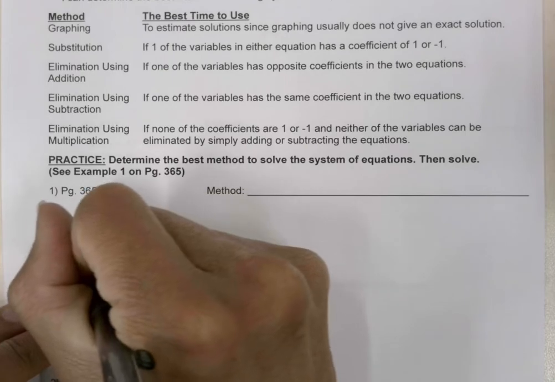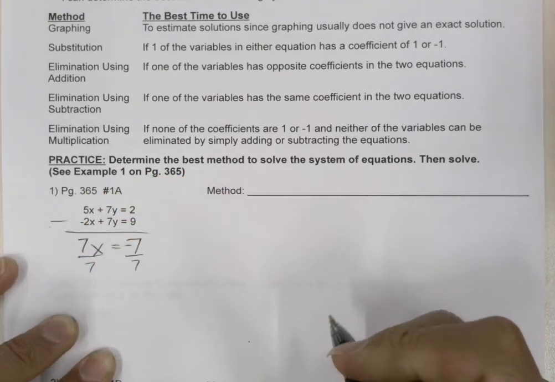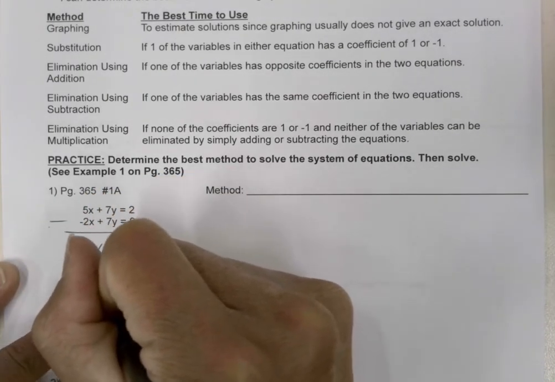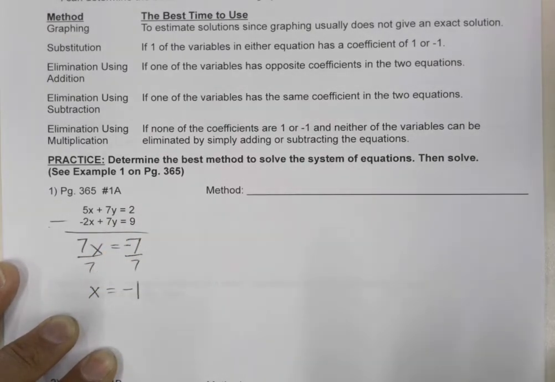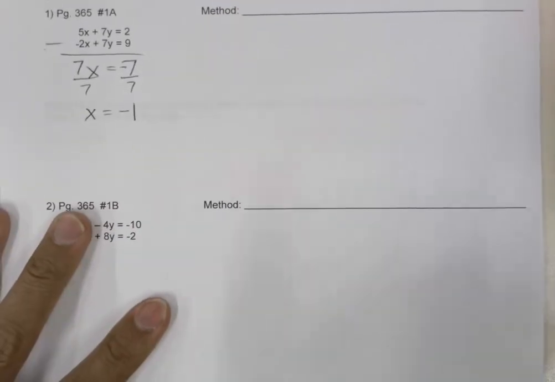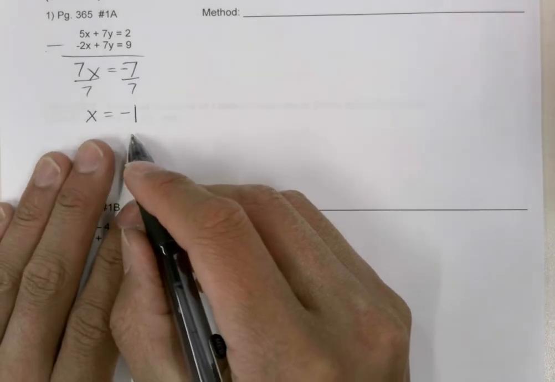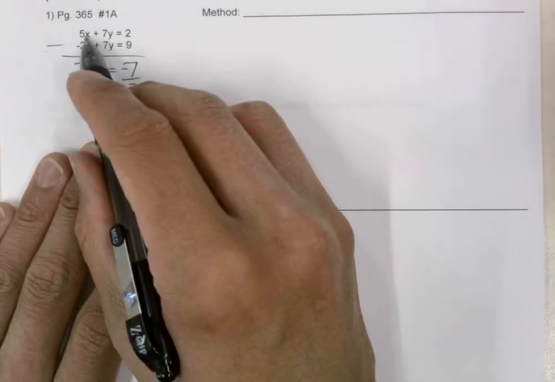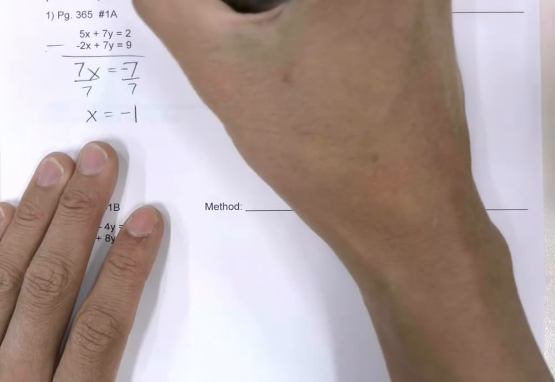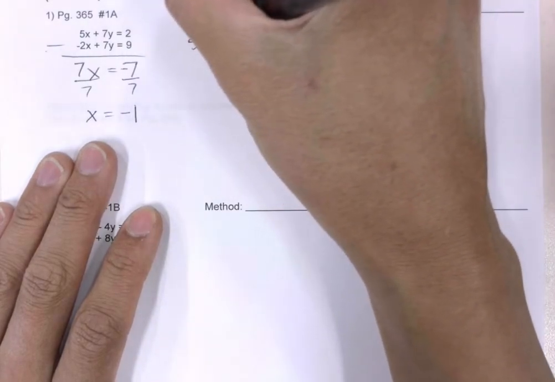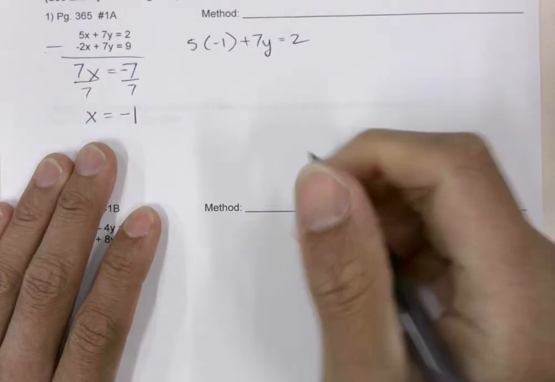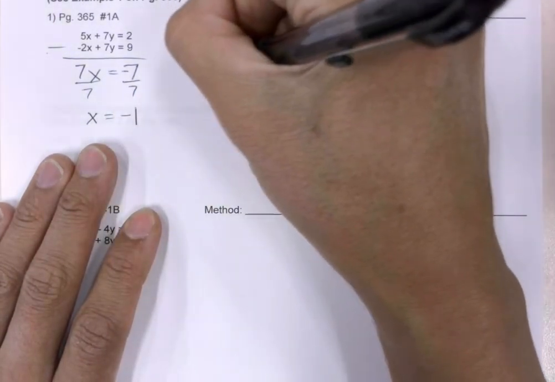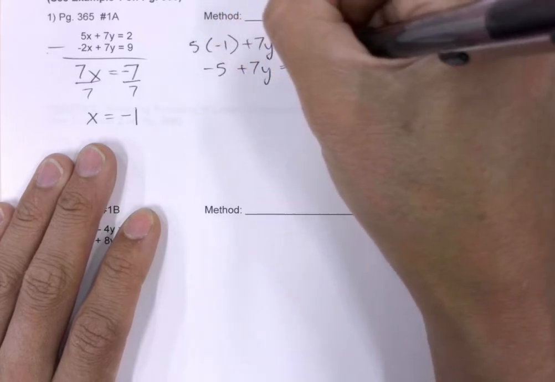Now we're going to divide by the coefficient in front of the x, and we'll be left with x is equal to negative 1, because we have a negative divided by a positive, and 7 goes into 7 one time. So now that we have x solved for, what we can do is substitute it into either equation. Let's substitute it into the first equation. We have 5 times negative 1 plus 7y is equal to 2.